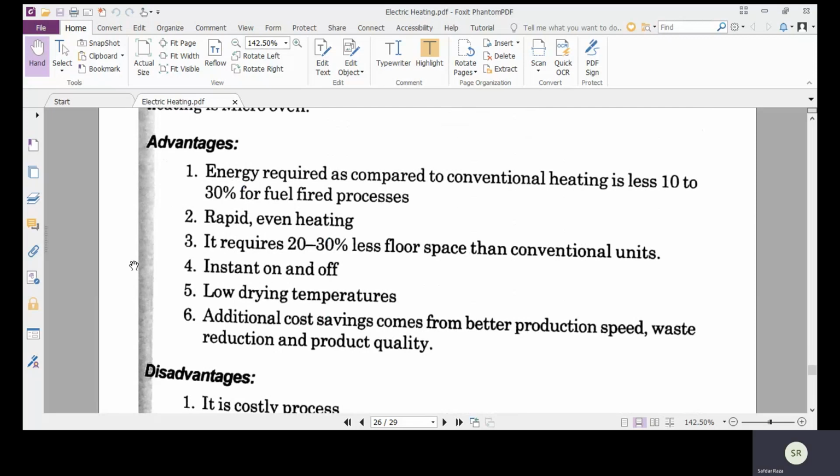The advantages include: the energy required, as compared to conventional heating, is 10 to 30% less for fuel-fired processes. Rapid and even heating. It requires 20 to 30% less floor space than conventional units. It can be turned instantly on and off. You can also dry the material at low temperatures. Additional cost savings come from better production speed, waste reduction, and product quality.